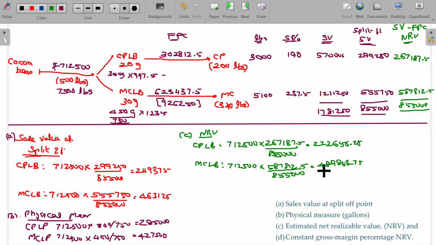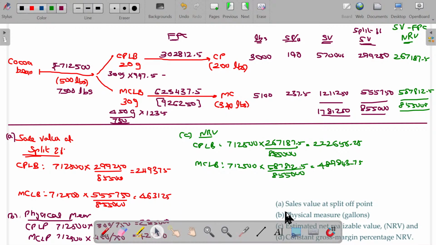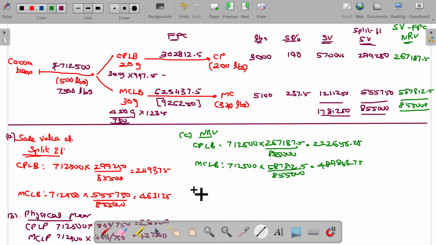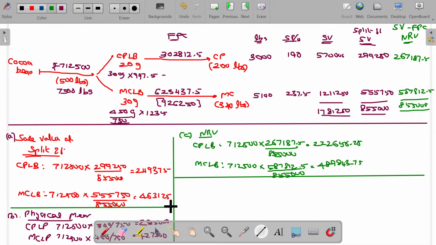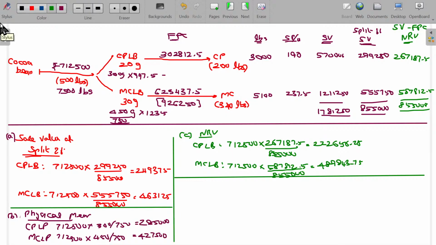D, the point is all about joint constant GP and NRV model. Constant GP based NRV model. As already told, these are the specific models most of the times asked in the exams. So what do I have to calculate? Constant GP. You have to calculate the GPR first of all.